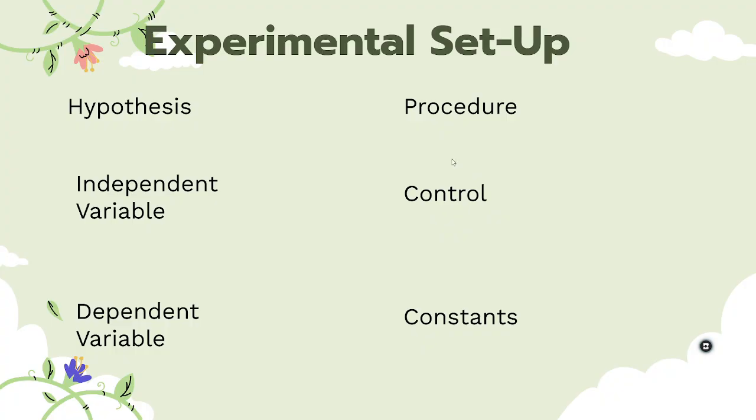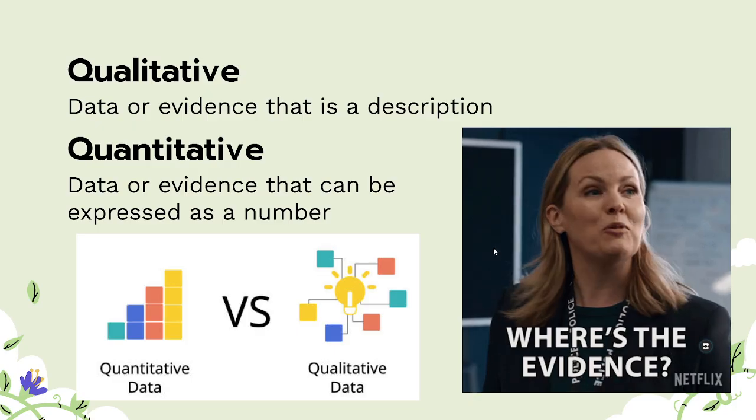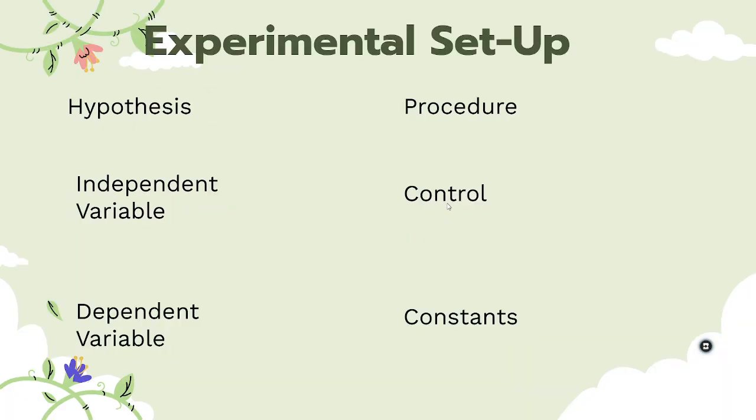There's some more words that we have to be aware of. We've talked about hypothesis, procedure, independent variables, dependent variables, controls, and constants. Control and constants kind of go together. A control is a standardization, meaning this is the expected outcome if I change nothing. It's the expected outcome if I change nothing.